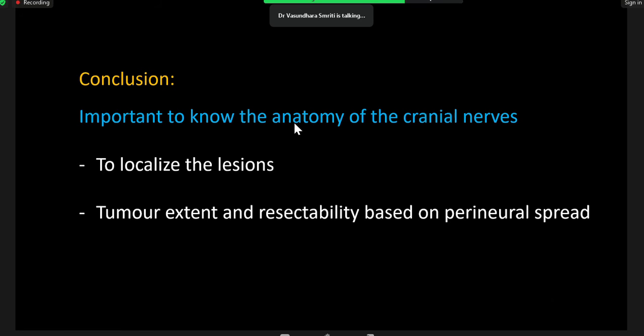So, while concluding, it is very important to know the normal anatomy of the cranial nerves. It's a very good habit to look for these cranial nerves on your normal scans also, to localize the lesion, and once you are dealing with a lesion, to look for all the nerves in its vicinity so as not to miss the perineural spread.